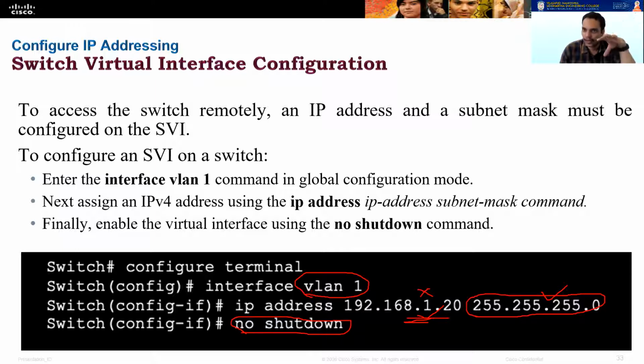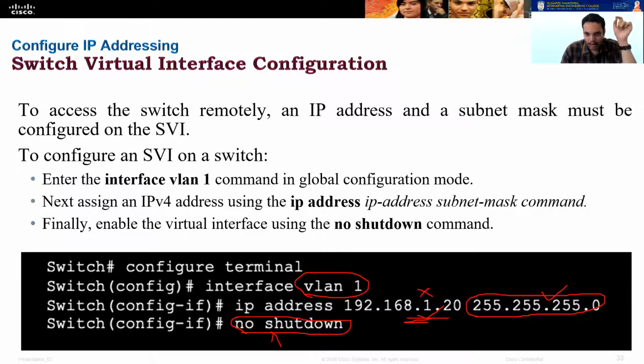Guys, by default, the switch interface VLAN is disabled. That means it will be in the off state. Now once you assign the IP address, for the remote connection, it has to be in the on state. Unless it is enabled, you won't be able to access it. To enable the SVI, you have to type in this command.